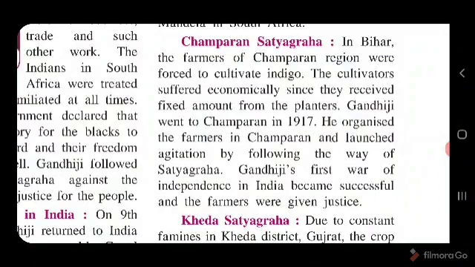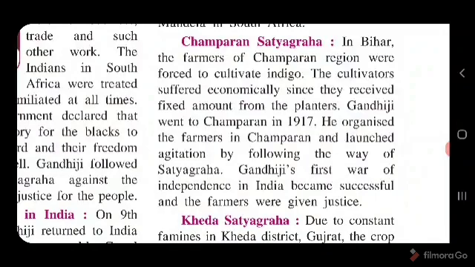Gandhiji went to Champaran in 1917. He organized the farmers in Champaran and launched agitation by following the way of Satyagraha. Gandhiji's first war of independence in India became successful and the farmers were given justice. Okay, the Champaran Satyagraha was the first Satyagraha of Mahatma Gandhiji in India.